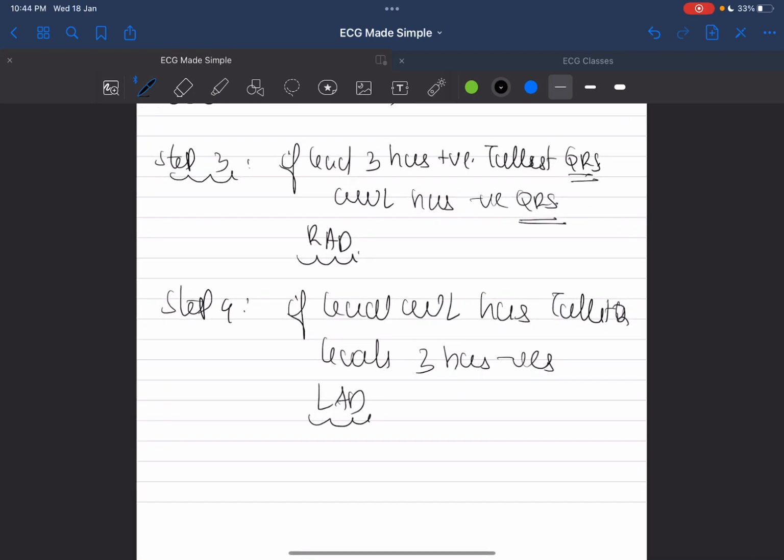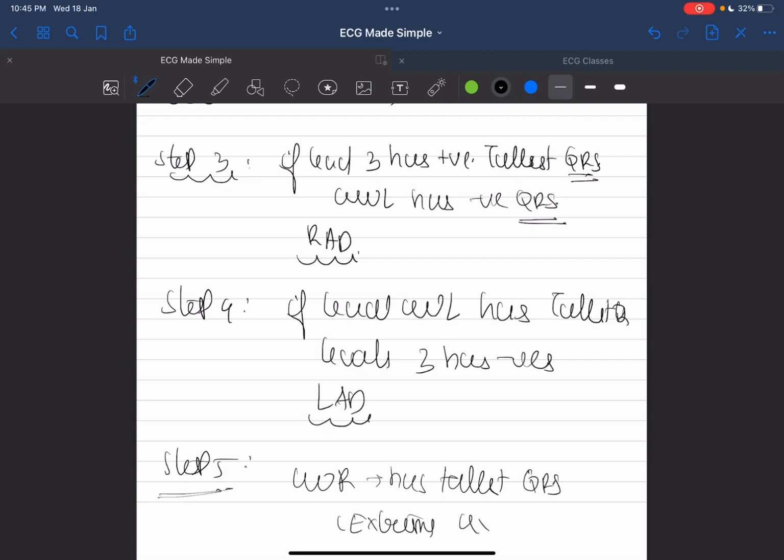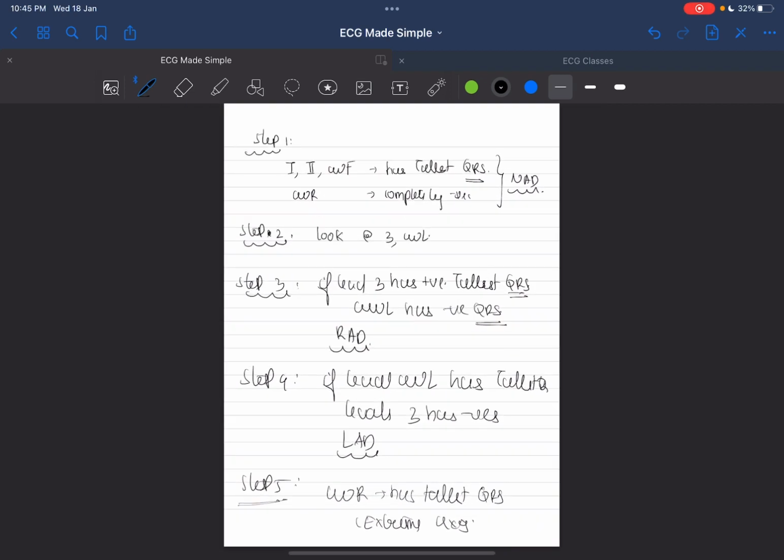And step 5 is that if none of them has the tallest QRS complex, and if AVR has the tallest QRS complex and all other leads are negative or equiphasic, then you have to think in terms of extreme axis deviation. So this is how you have to see.